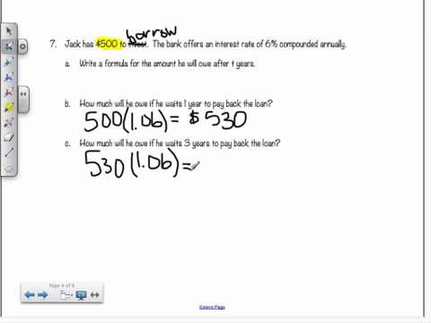So when I take 530 and multiply it by 1.06, I end up getting $561.80. Then I would take 561.80 and multiply that by another 1.06. So let's go ahead and figure that out. 561.80 times 1.06.